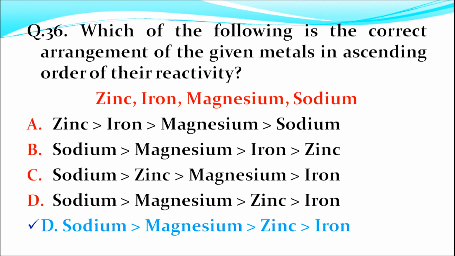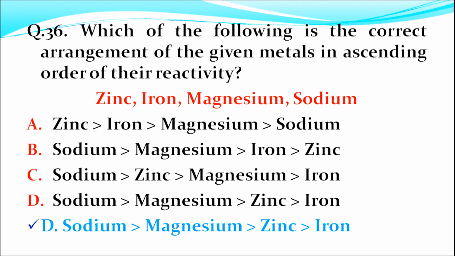Next question. Which of the following is the correct arrangement of the given metals in ascending order of their reactivity? Zinc, iron, magnesium, sodium. Option A, zinc greater than iron, greater than magnesium, greater than sodium. Option B, sodium greater than magnesium, greater than iron, greater than zinc. Option C, sodium greater than zinc, greater than magnesium, greater than iron. Option D, sodium greater than magnesium, greater than zinc, greater than iron.